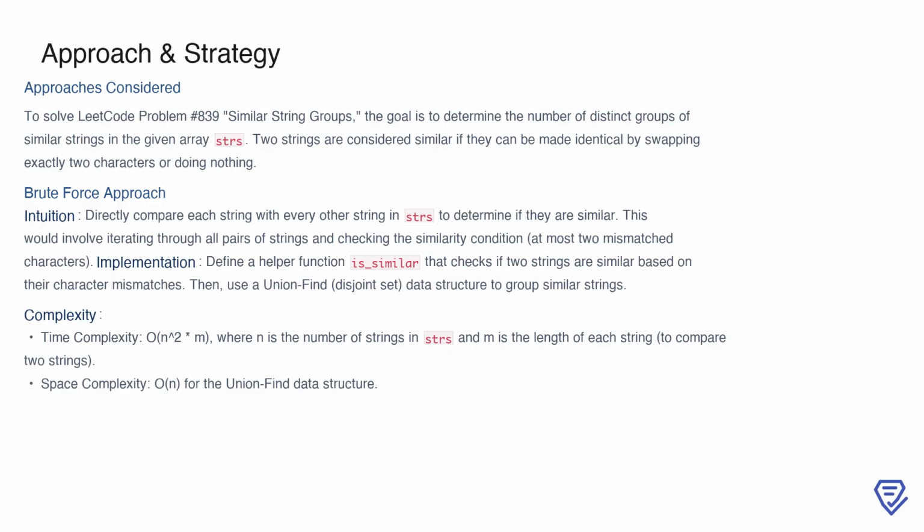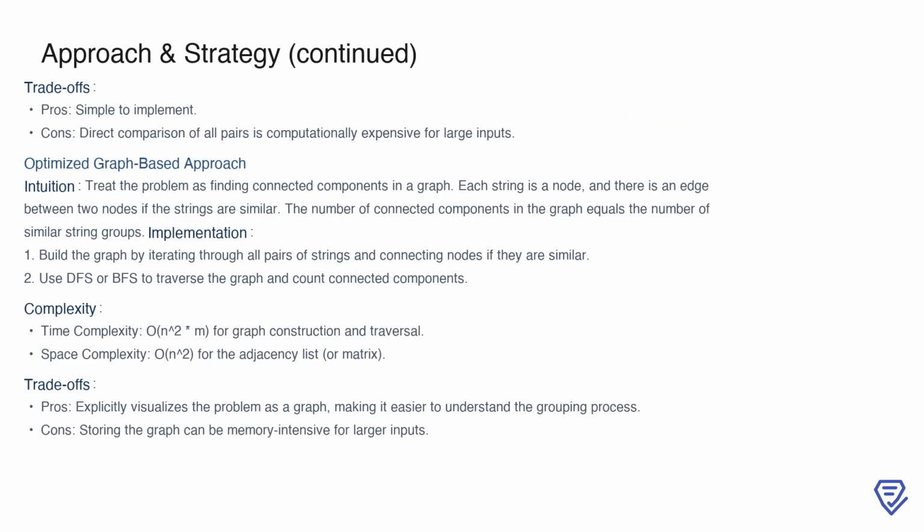The brute force method is simple to grasp but computationally expensive since we have to compare all pairs of strings, leading to a time complexity of n²*m, where n is the number of strings and m is the length of each string. Additionally, the union-find data structure requires n space to track the membership of each string in its respective group. While the brute force method is conceptually simple, it has significant drawbacks. Comparing all string pairs becomes prohibitively slow as the input size grows. To address this, we can consider a graph-based approach.